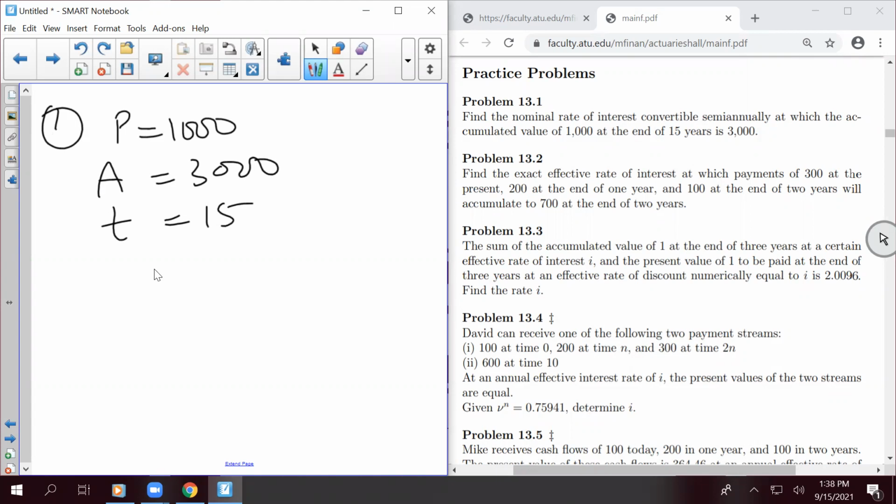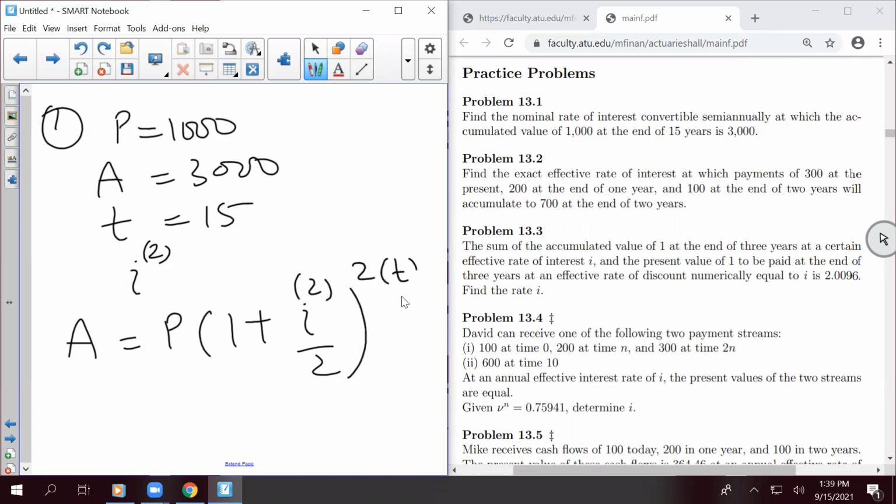Convertible semi-annually, right? Yeah. So I superscript 2 is what we have to find. So what's the equation that involves I superscript 2? A. 3,000 equals 1,000 plus. So basically, A is equal to P times 1 plus I2 over 2, to the power 2 times T. Yeah, 2T. So A is 3,000, P is 1,000, 1 plus I2 over 2, and 2 times 15 is 30.